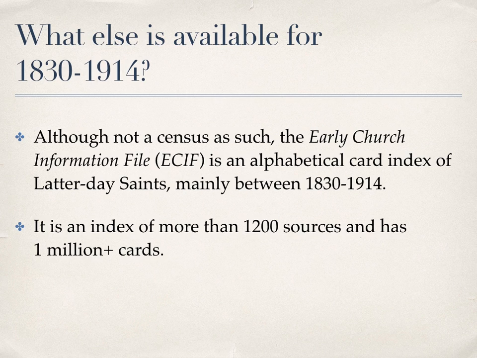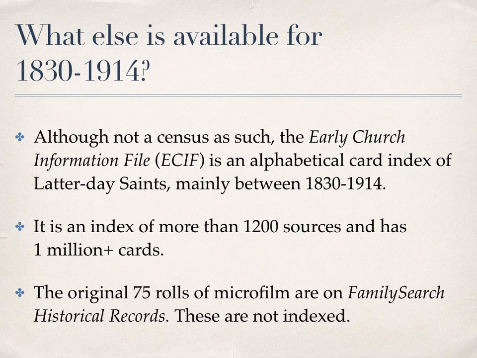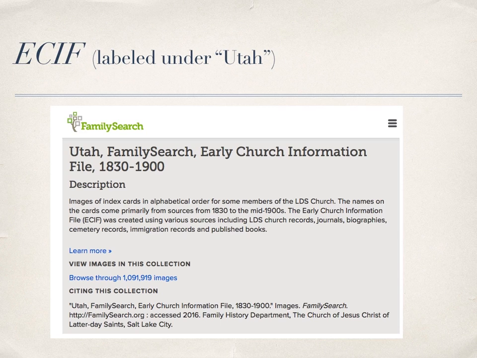What is this? It's an index of more than 1,200 sources and has over 1 million cards. These cards were then microfilmed onto 75 rolls of microfilm. They are available on Family Search Historical Records. These are not indexed, but are easily searchable online. So if you follow the links to the ECIF, you can find it labeled or possibly mislabeled under Utah, since it is for the entire church.